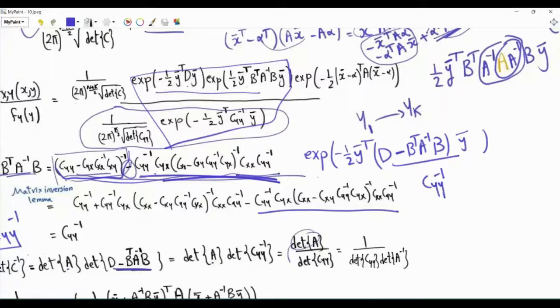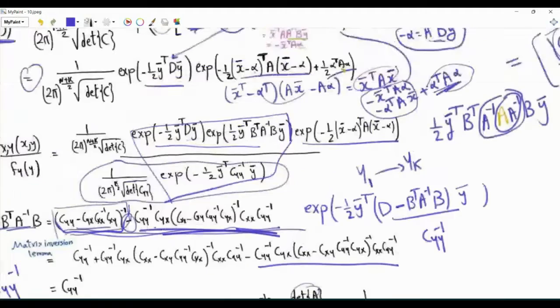And now our final expression is this expression here. Don't forget that we already know alpha. Alpha is minus A inverse B y bar here. So y bar is basically vector Y minus its mean vector. Those are done. Now we need to handle the determinants. Let's focus on the determinant of C. Remember, C is the covariance matrix of the stacked vector in which we put vector X and then vector Y together and compute their covariance matrix.